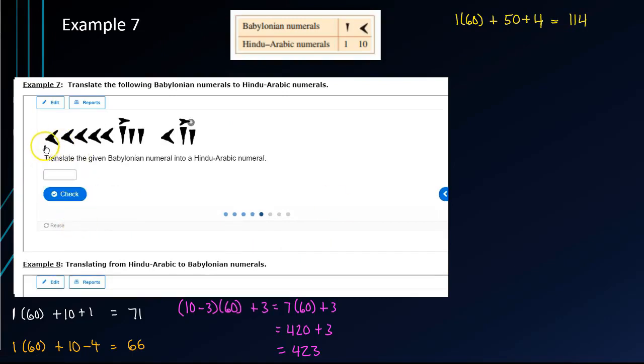This one here, again, this is my 60s position. This is my units position. So I have 10, 20, 30, 40, 50 minus 2. So this is 48. This is 10 minus 1, which is 9. So 50 minus 2 times 60, 10 minus 1. So I'm going to have 48 times 60 plus 9, which is 2,880 plus 9, which is 2,889.